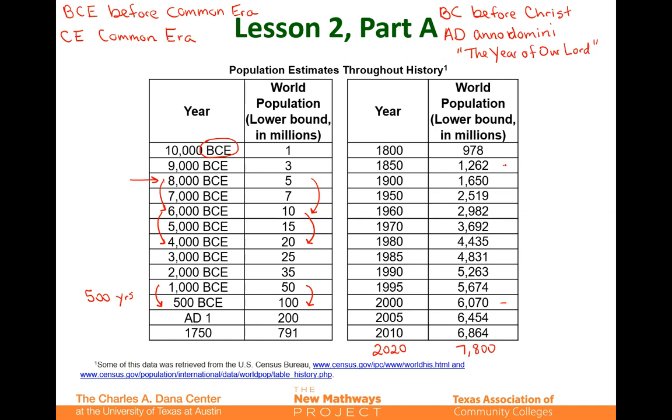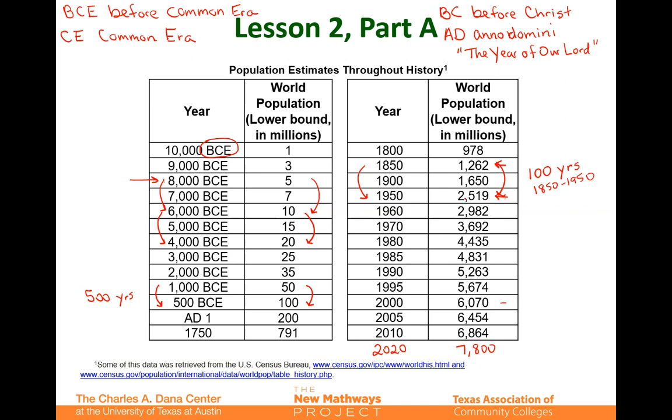Let's go here to here. 1,262. If we doubled that, we'd get a little bit over 2.5. From here to here, 1,262 million to 2,519 million, that's approximately doubled. How much time did it take? 1850 to 1950. Oh my goodness. That's only 100 years. That's from 1850 to 1950. The population went from about 1.25 billion to 2.5 billion.